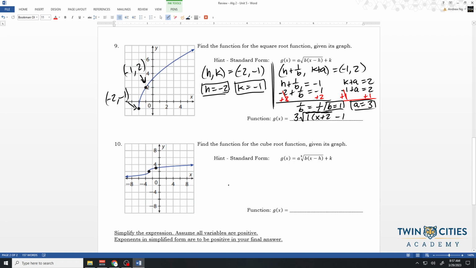For number 10, I'm going to do something similar, except instead of calling this my initial point and then this my second point, the first point is going to be my point of symmetry. Okay, so right here, this is my point of symmetry. What I see going down and to the left is what happens going up and to the right. This point is negative 3, 2. And this point, my second point, is negative 1, 3.